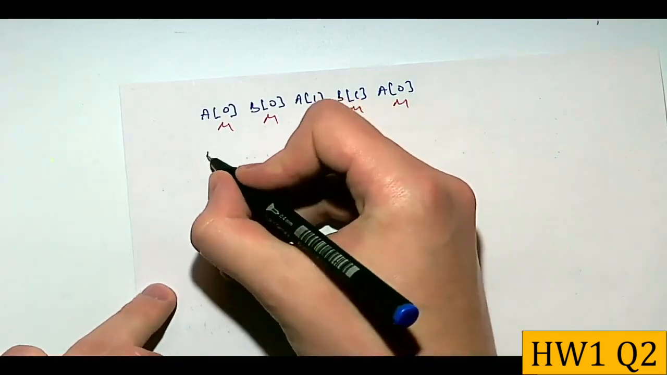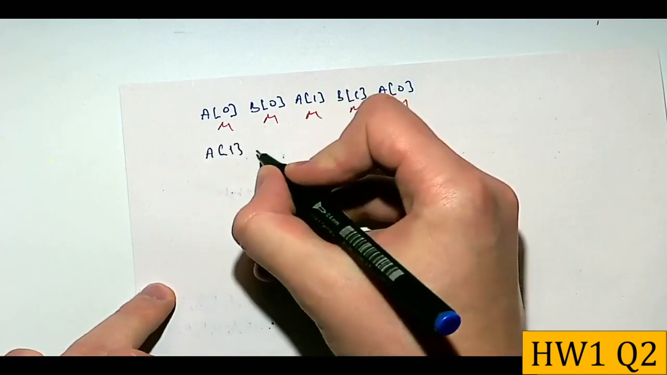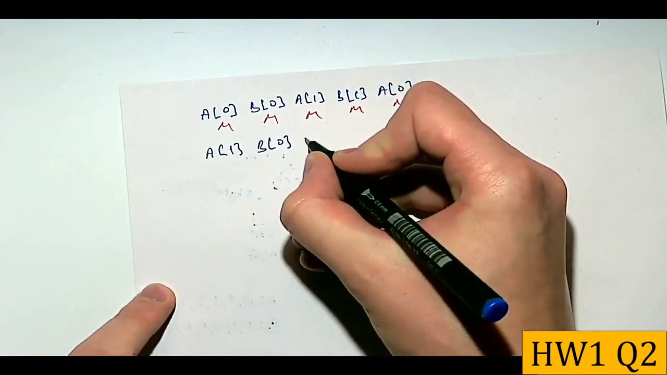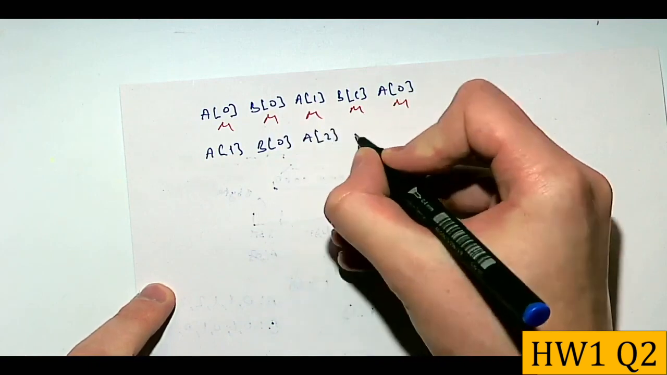And in the second outer loop iteration, as I said, we increment A in each iteration, but we keep accesses to B the same.